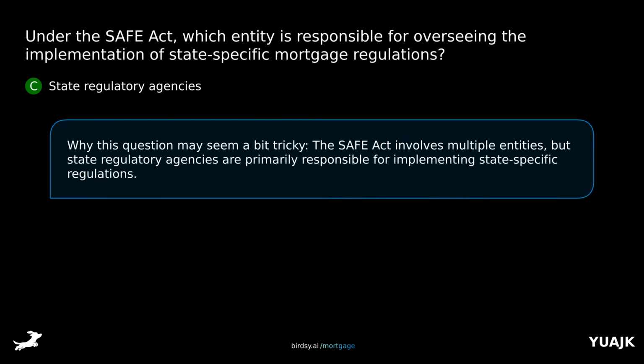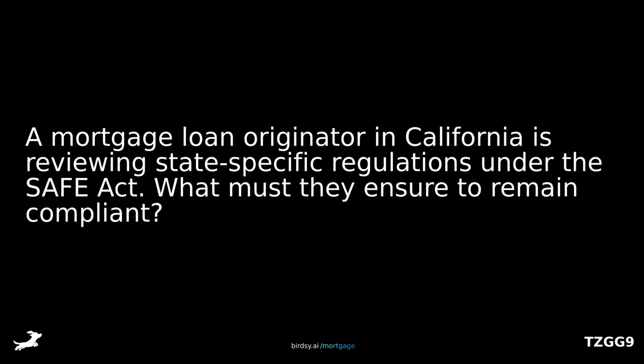Why this question may seem a bit tricky. The SAFE Act involves multiple entities, but state regulatory agencies are primarily responsible for implementing state-specific regulations. A mortgage loan originator in California is reviewing state-specific regulations under the SAFE Act. What must they ensure to remain compliant?